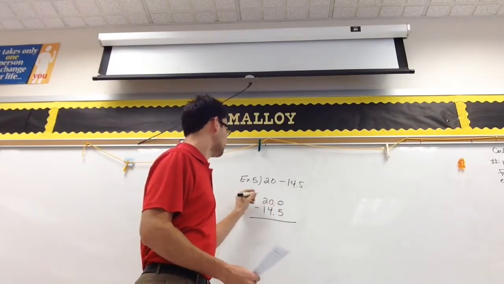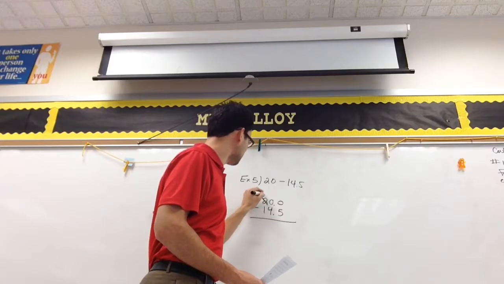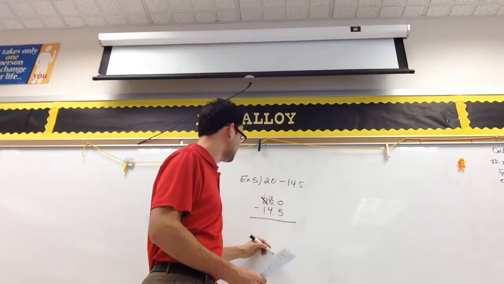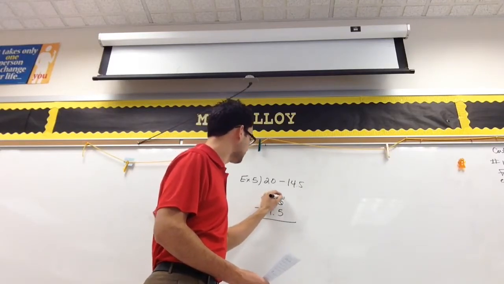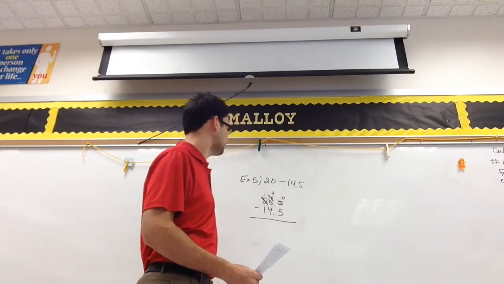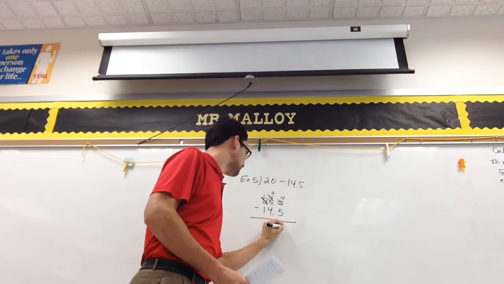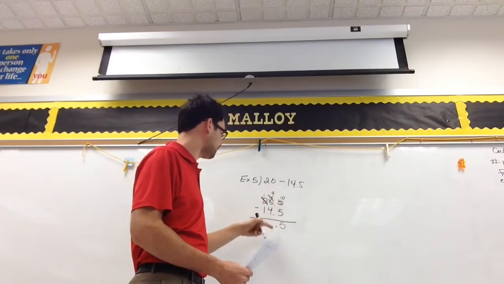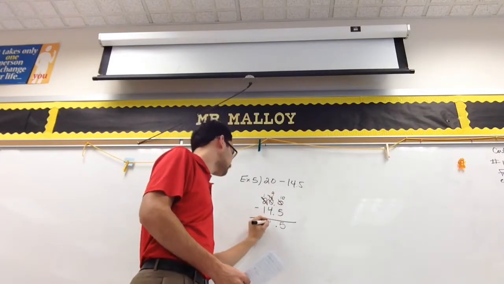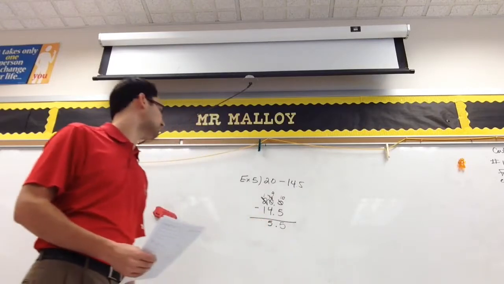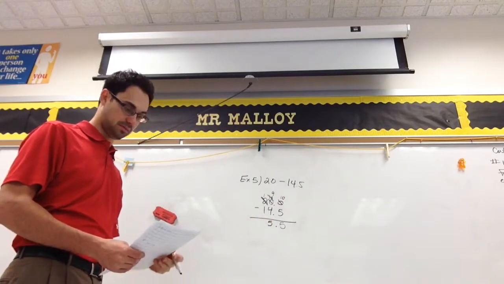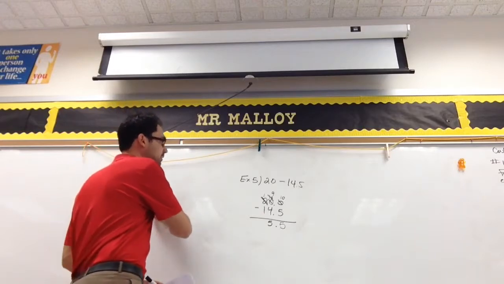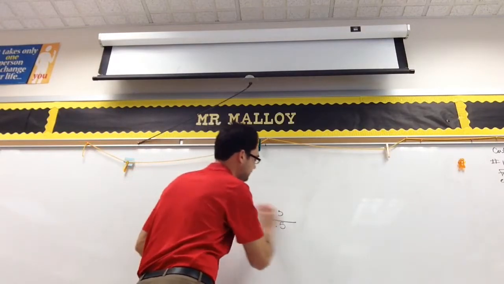Well, to go the whole way over here to borrow, so this would become a 1, this would become a 10. And now for this to become a 10, this would have to become a 9. Okay? Hopefully you have some little tricks there to remember that. So that's 5, put my decimal, 9 minus 4 is 5. So 5 and 5 tenths. Okay? And then next one, same thing.